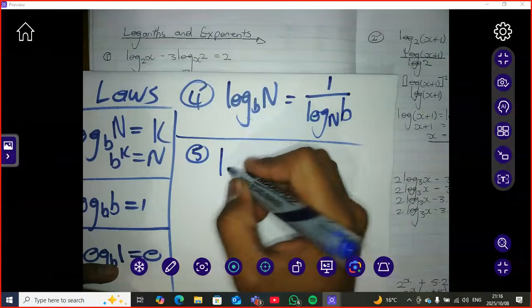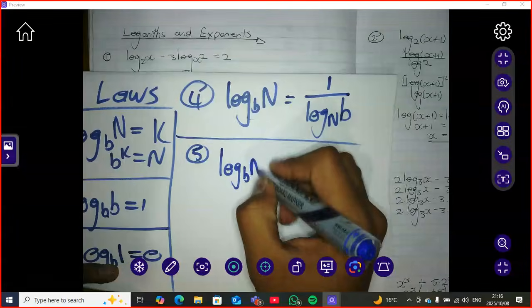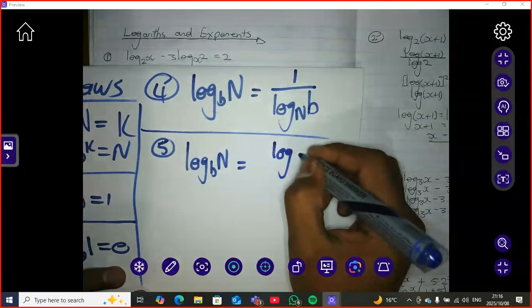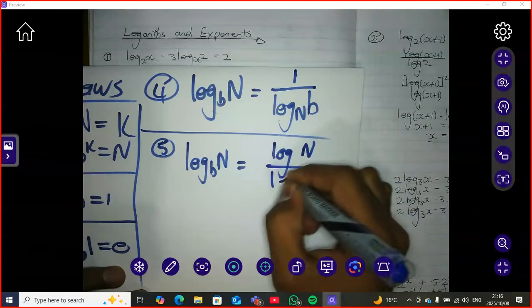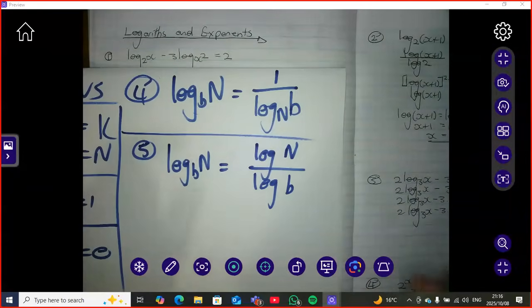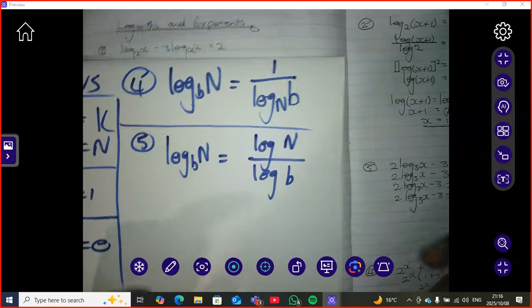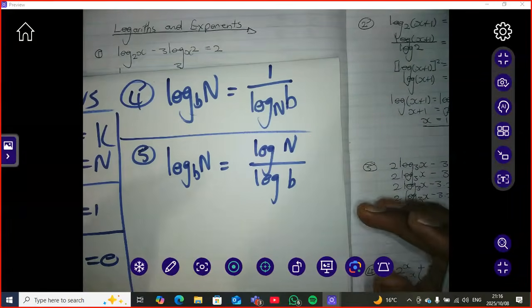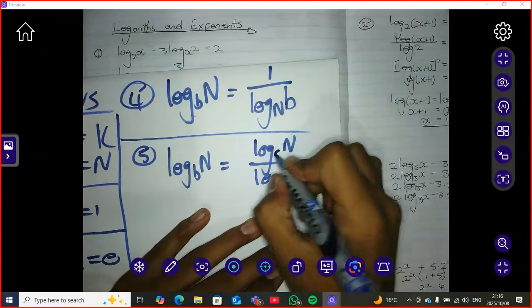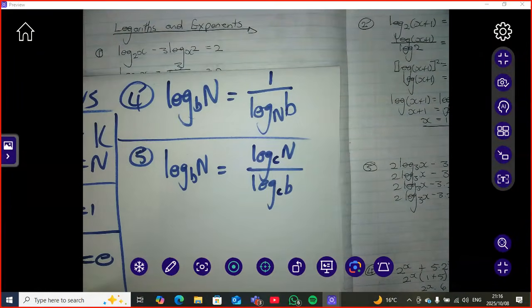I can do a similar thing when I say log n over log b. Then I do this when my base and my number are almost similar in a way. Similar in such a way where I can choose a base for them that will simplify in a nice way.